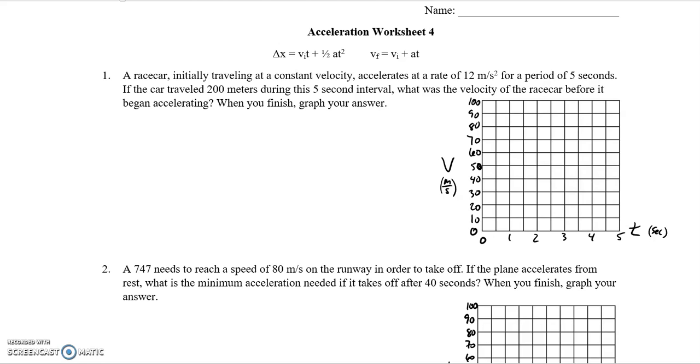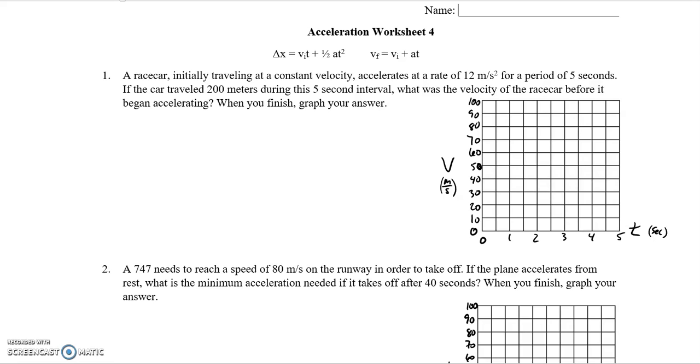Hi everybody, I want to go over the answers to the first half of worksheet 4 that you guys received before this long break. Number 1 says a race car initially traveling at a constant velocity accelerates at a rate of 12 meters per second squared for 5 seconds. It travels 200 meters during that 5 seconds. What was its velocity before it began accelerating?